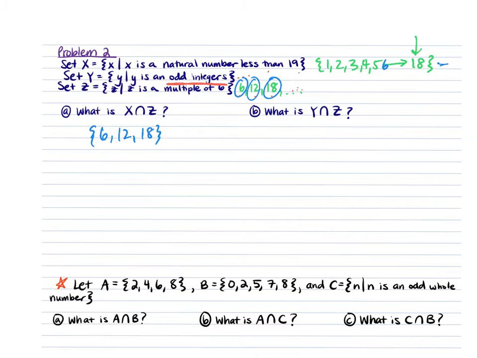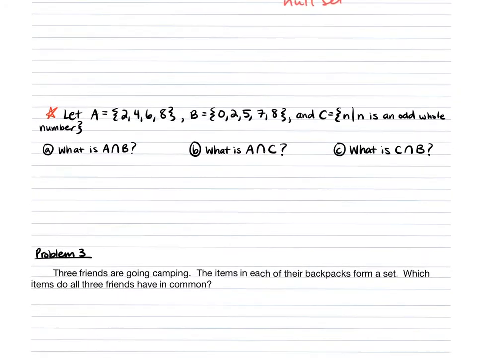And so when you have no elements in common, that's called the null set, and that is the notation for null set. Actually, you put it in a set: Y intersect Z equals the empty set. And that's the notation for nothing, and we call that the null set. Okay, so here is one for you to try on your own.